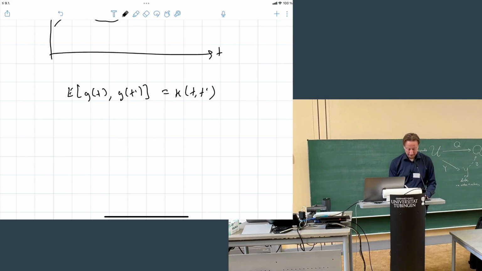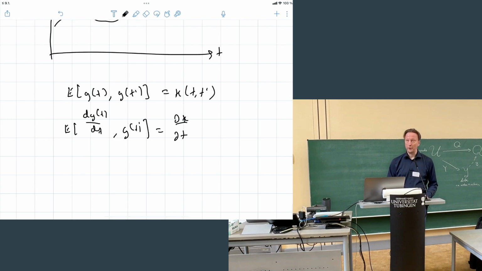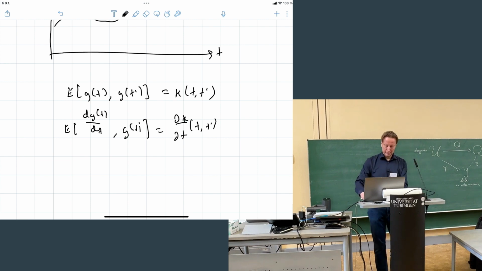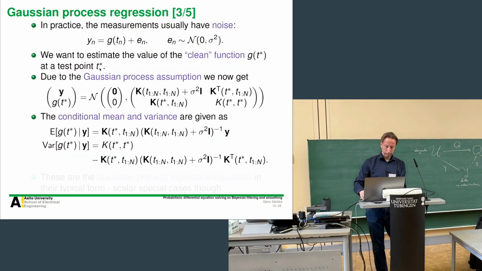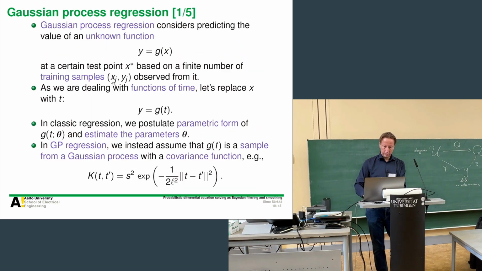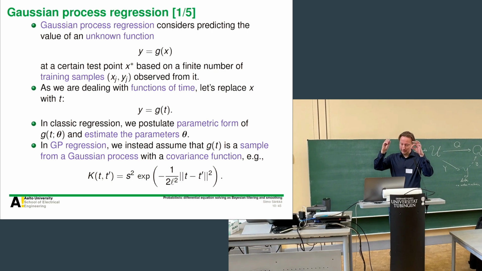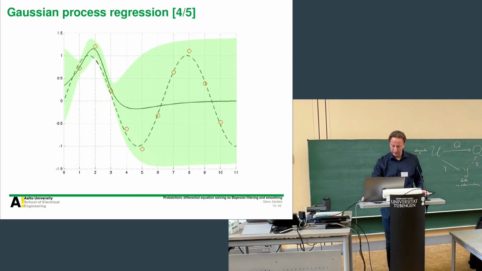Then it turns out that the expected value of the derivative of g at t and g(t') is the derivative of k over the first parameter, evaluated like this. And then we can actually compute this. For example, if we have this covariance function, we can certainly differentiate it with respect to t. It's going to give 1 over L squared times (t minus t'), without the square, and then times the function itself. So we can differentiate that. Just to clarify that it's known.